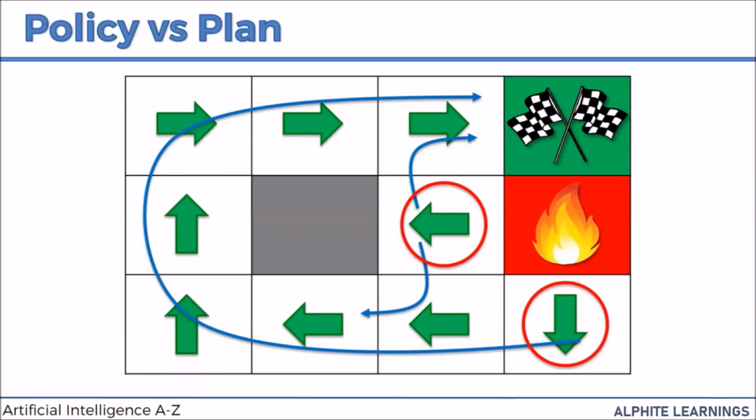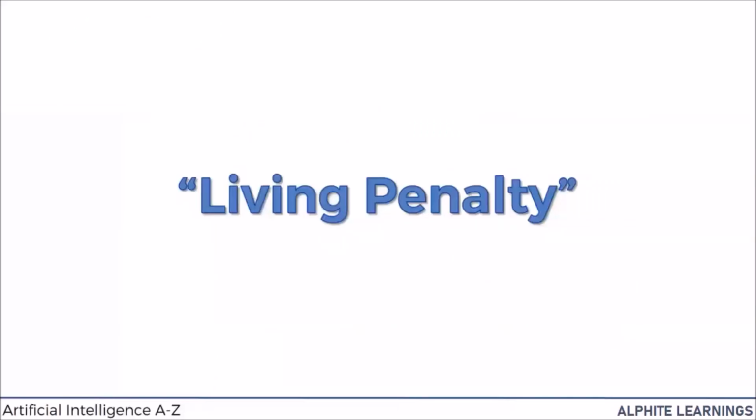It just does this other thing, right? What it does is it takes the longest path. So how do we overcome that? Okay, so what we are going to see is the living penalty.